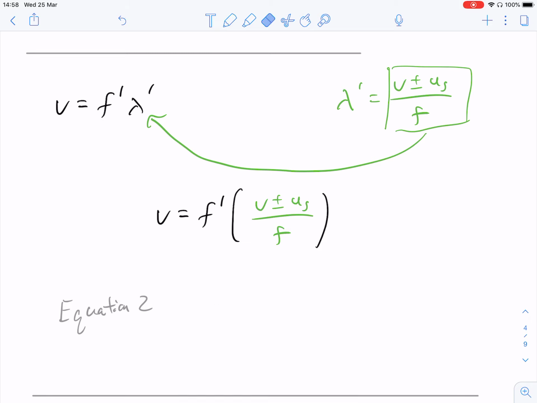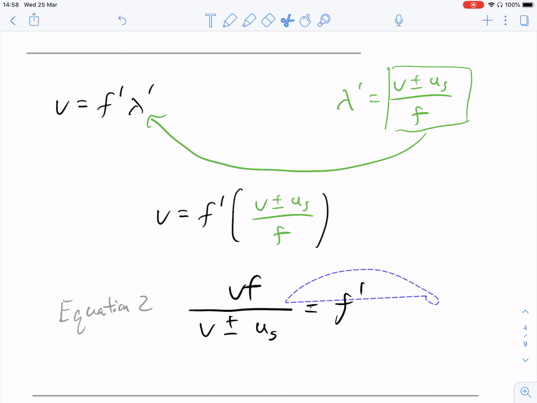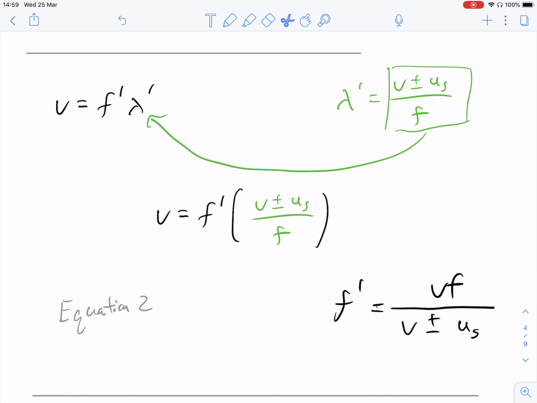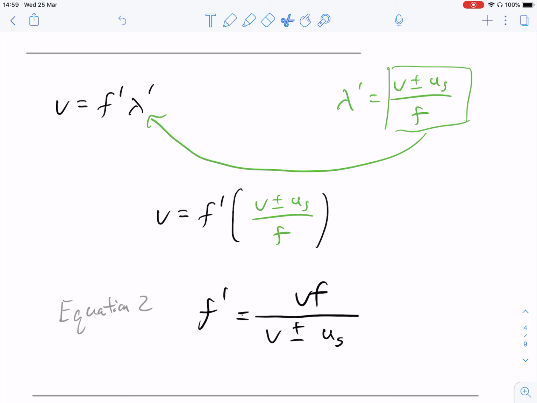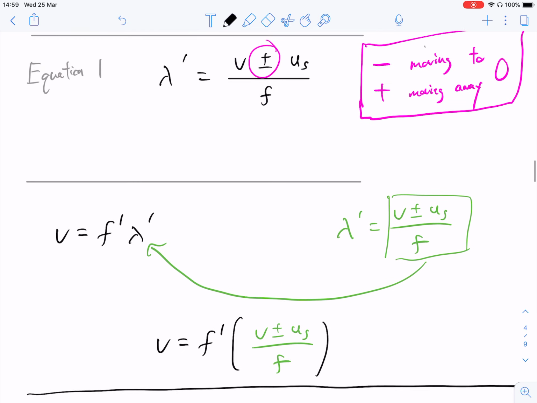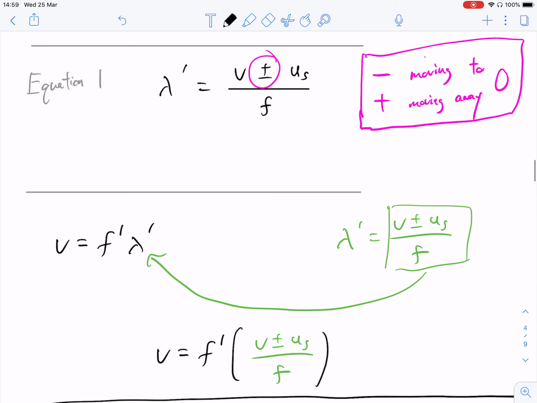Actually no, they usually like to have this on the other side by itself. So I'm going to go through the algebra for that. I'm going to leave f prime on this side. So that's going to be v times f, over v plus or minus us, the speed of the observer. Then I'm just going to throw that back over here. Oops, let's try that again. Throw this over here, and then you can just move this. So that's just rearranging it back. So that's the algebra for the second equation. And plus or minus, again, remember minus is moving to, plus is moving away.